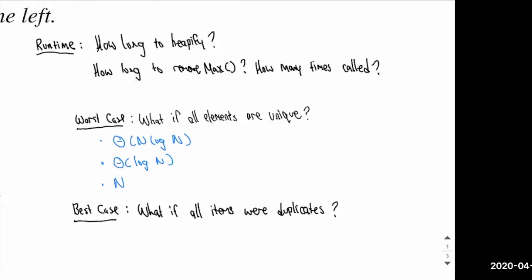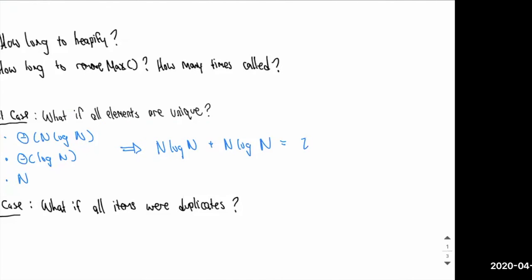Okay, so asymptotically, if we combine these together, this is going to be equal to 2n log n. We drop constants again. So asymptotically, the worst case runtime is n log n.